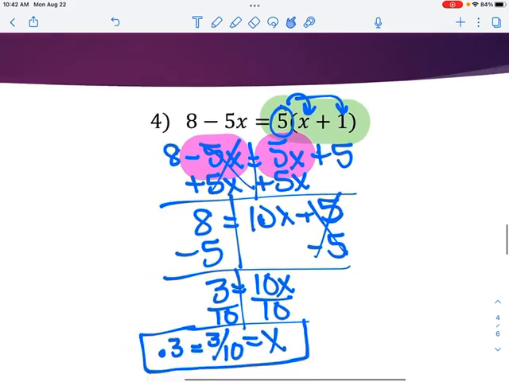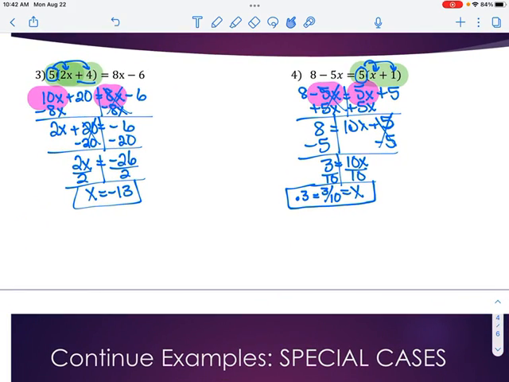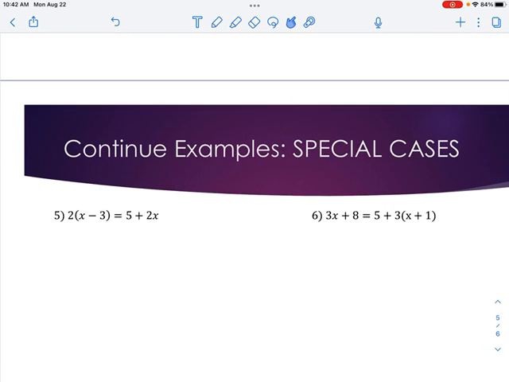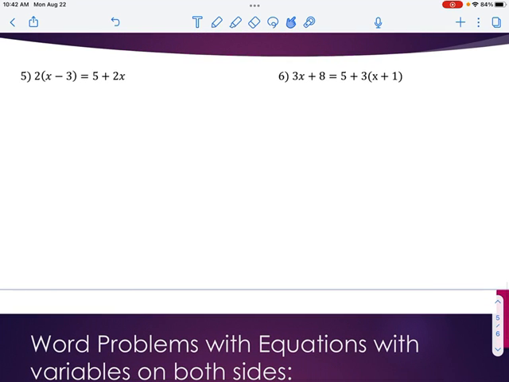Once again, hopefully you notice that questions 3 and 4 are both one solution answers. Okay? So that is the answer that typically you're going to get most of the time. But here we're going to take a look at the two special cases.